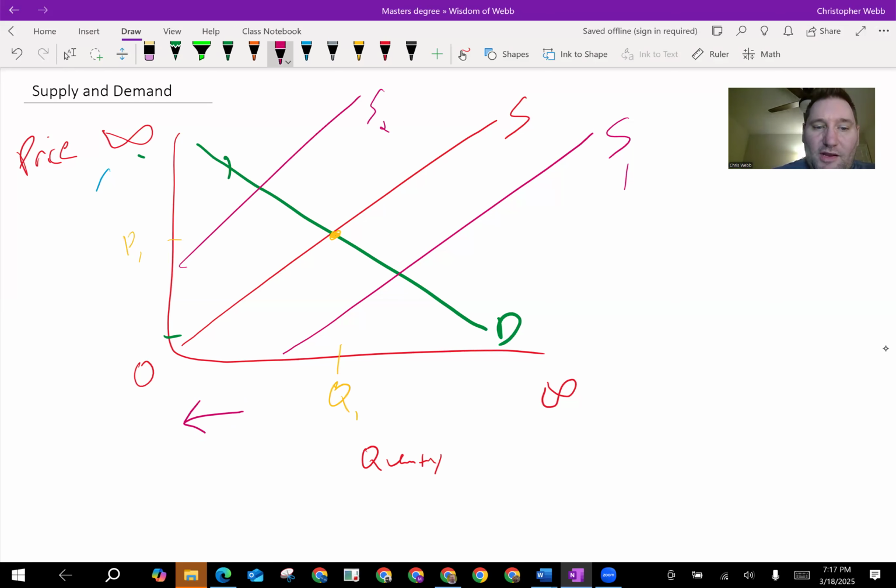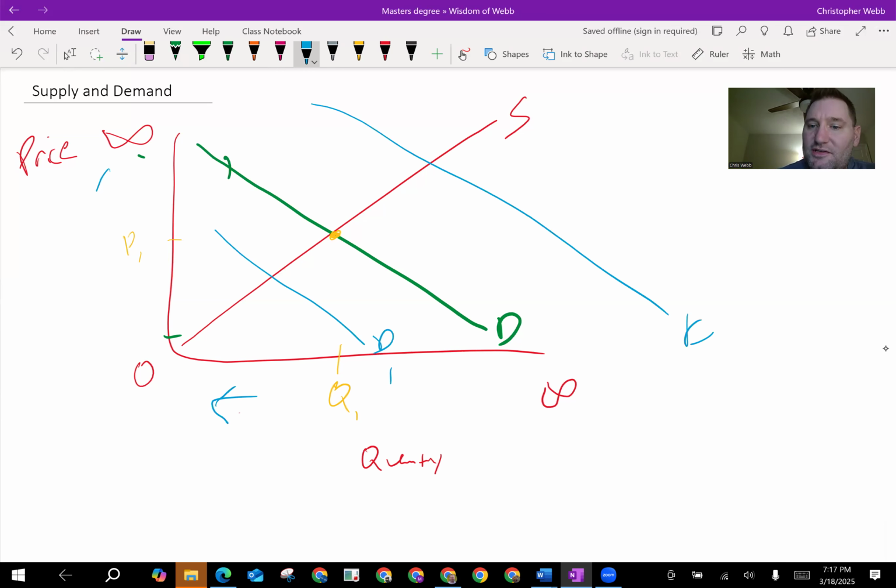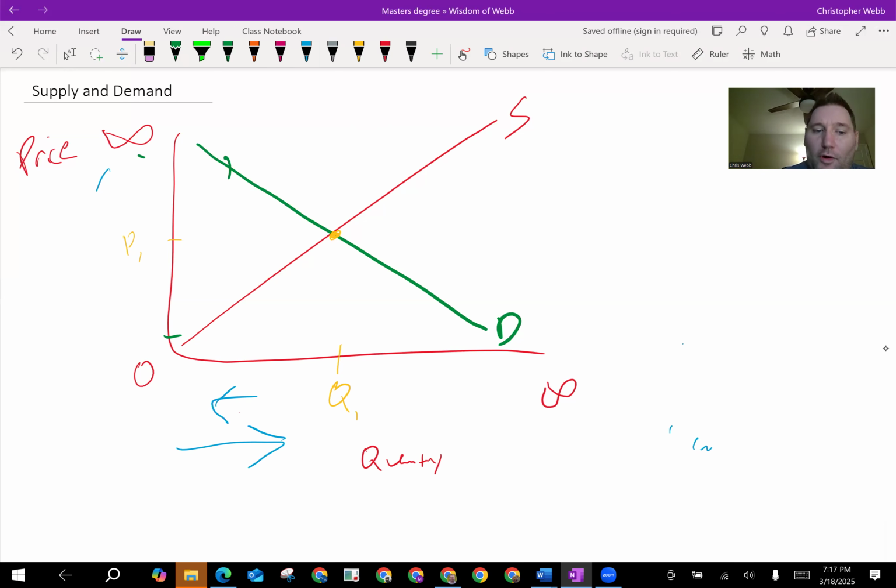Okay? Same can happen with the demand curve. And I'm going to erase these supply curves and we're going to jump into the demand curve with blue. The demand curve can shift backwards to D1. That means it's a decrease in demand. We're going back towards zero. Or it can shift outwards to D2, which is an increase in demand. It's going out from zero. So these are just the basics of what these supply and demand curves look like in a basic Econ 101 course.